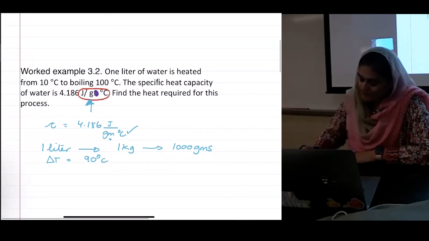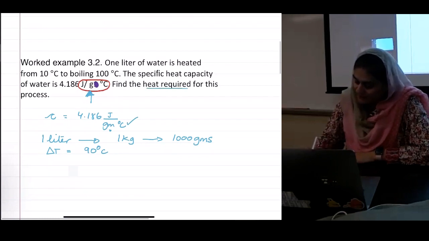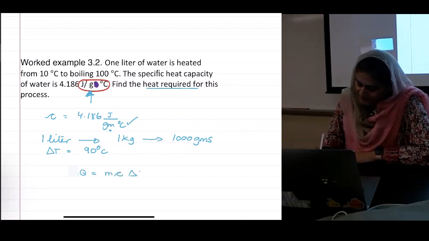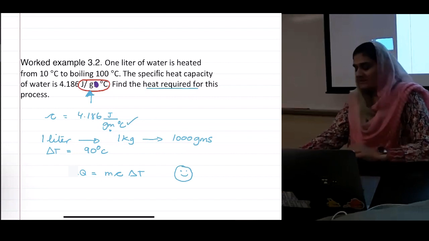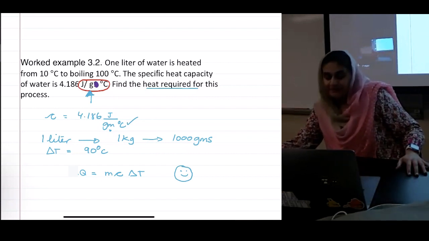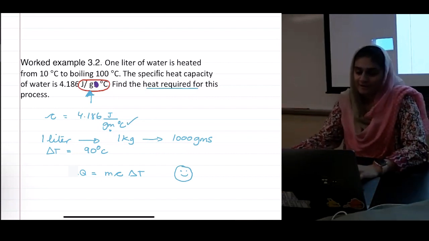And what formula should we use? What are we looking for? Heat required. M little c delta T. Yay. Can life get any simpler? It's like this is the simplest thing.